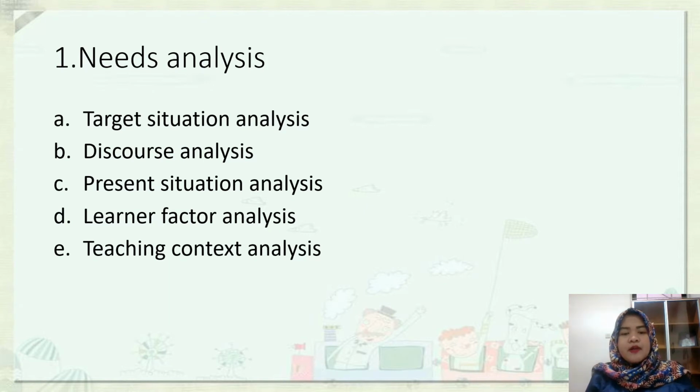And then the fourth one is learner factors analysis. Here, it means identification of learner factors such as their motivations, how they learn, and their perception of their needs. And then the last one is teaching context analysis. Here, identification of factors related to the environment in which the course will run, and consideration of what realistically the ESP course and teachers can offer.